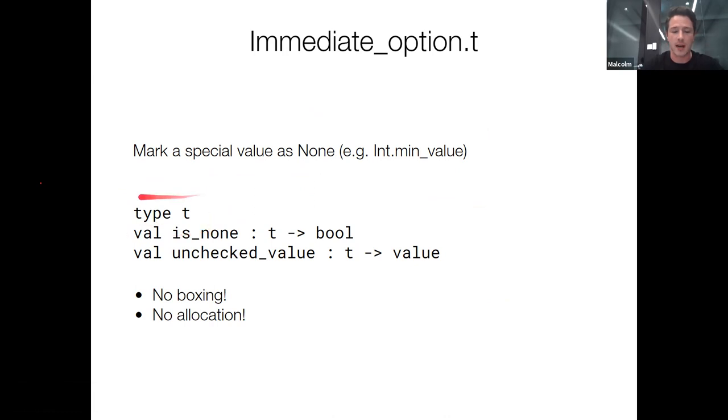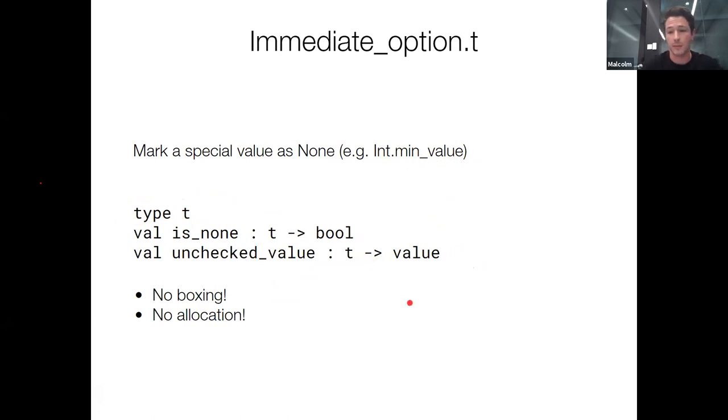We have this abstract type that has essentially these two functions. We can check if it's none, and we can pull the value out of it. It's important to know that this function that takes the value out of the T is really just the identity function. Under the hood, this type is really just an int, but we've put a tiny abstraction over the top of it so that we can check if it's none.